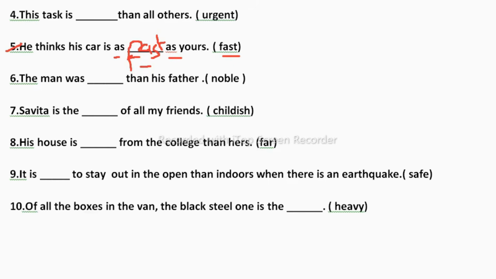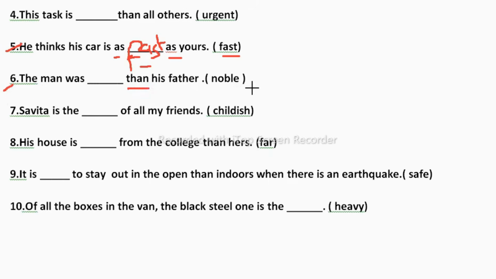So when the qualities are the same in both the persons or things, we have to use the positive degree. No -er or -est we should add here. Now the next one: the man was dash than his father. So students, here you can identify easily that "than" is there. Whenever you read a sentence, if "than" is there, you have to write the comparative degree. So E is already there.